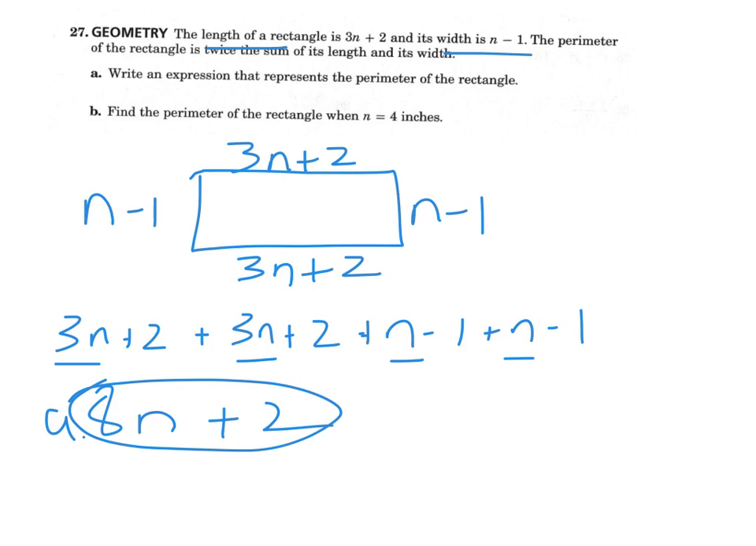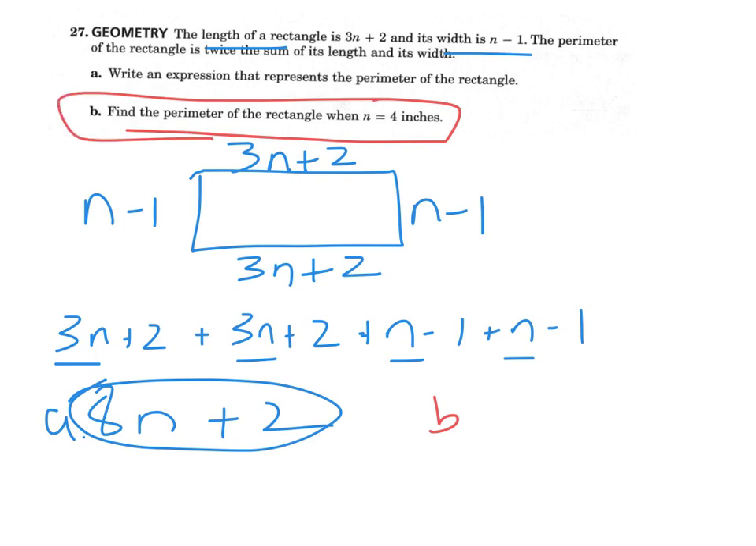So now what we want to do is find B. And B is actually find the perimeter if n equals 4. So we're going to take this 4 and substitute it into this equation. So I use substitution, and then I do the math, which is 32 plus 2, and I end up with the answer of 34.